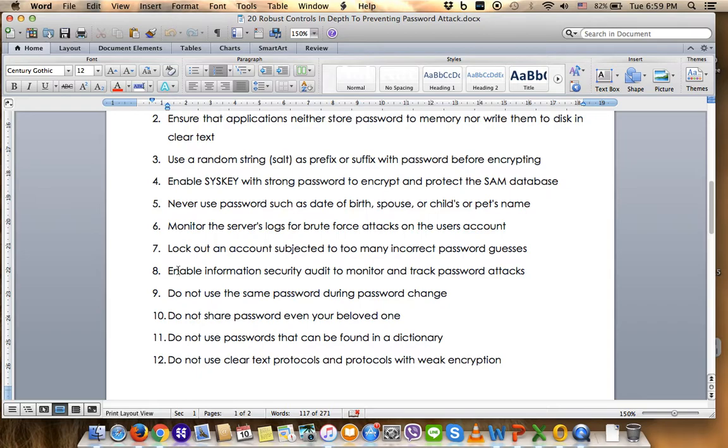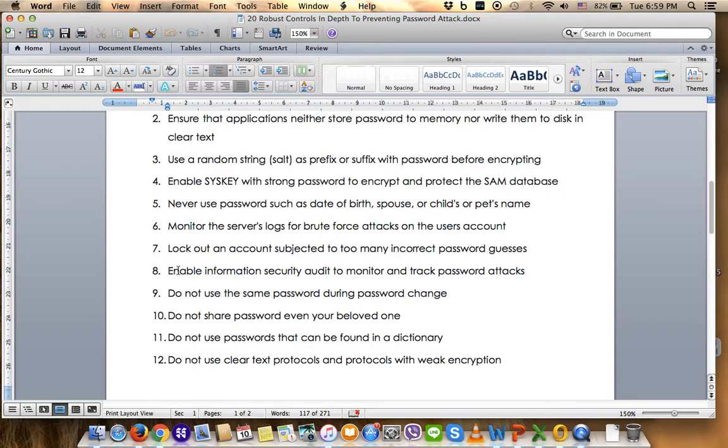So the control number 9, do not use the same password during the password change. So the password rule need to tighten what is a historical or password change. So the system need to reinforce or need to restrict that did not allow the business user or staff to reuse the password during the password change process.